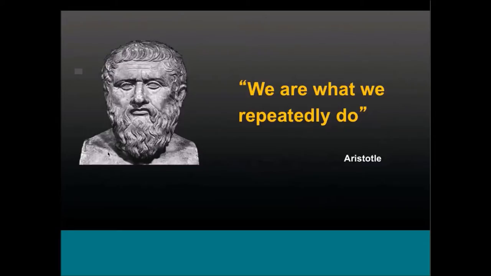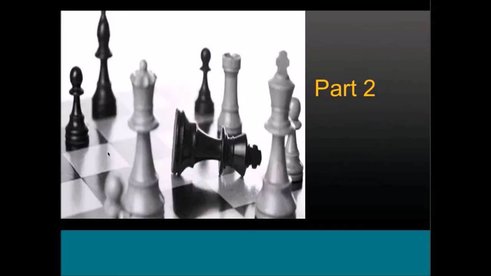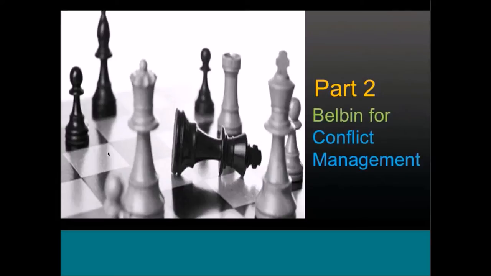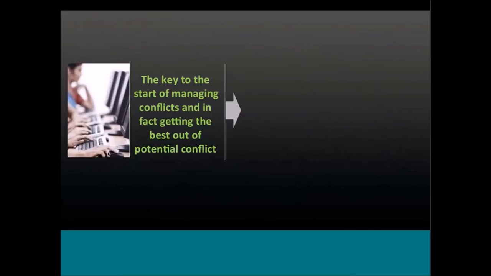Okay. How does it help for conflict management, part 2? Belbin for conflict management. Understanding and appreciating the task roles, the team roles, the thinking related team roles, how can they work in terms of conflict management? This is the key to the start of managing conflicts, and in fact getting the best out of potential conflict. I mean, conflict can be good as well. We can get the best out of conflict as well.